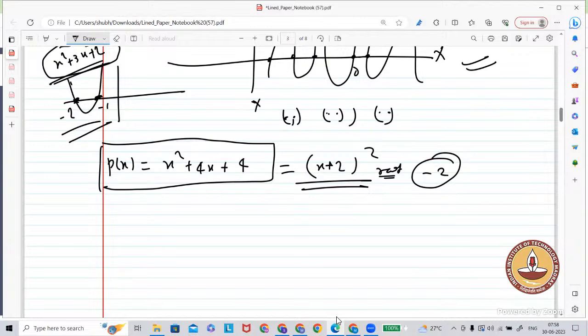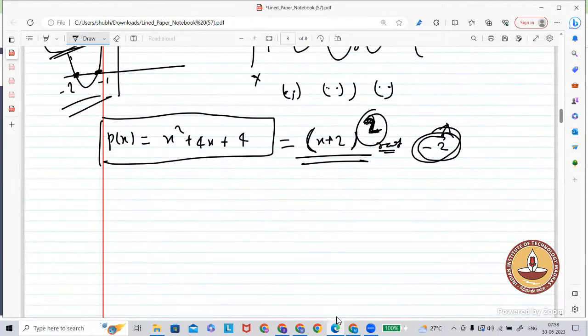And multiplicity here means, see, minus 2 is a root, but see the degree, the terms you are getting. If minus 2 is the root, now you can see here, the multiplicity of this root minus 2 is 2. That's the meaning of multiplicity: how many number of times it is going to be. So minus 2 is a 2-time root of this polynomial.